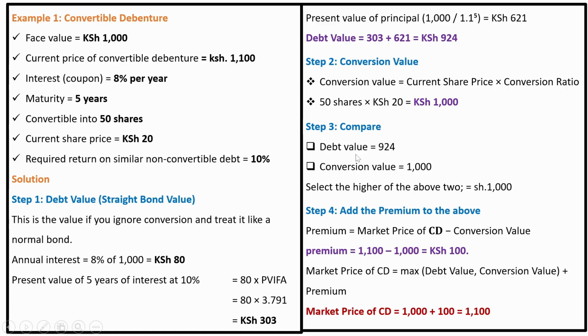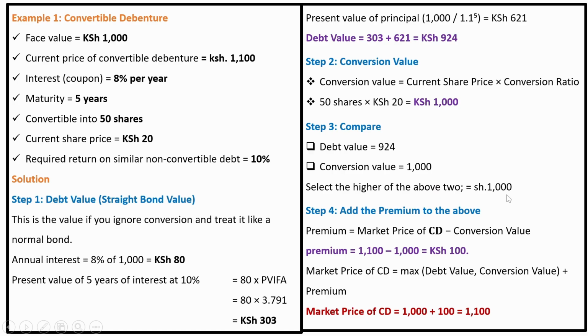Compare the debt value and the conversion value. The debt value is 924. The conversion value is 1000. We said you are supposed to select the higher because investors will always select the higher. So 1000 is higher. So the value of the convertible debenture first is 1000, but we still have to add the premium. So in step 4, that is what we are going to do. We are going to add the premium to what we have selected above, to 1000.